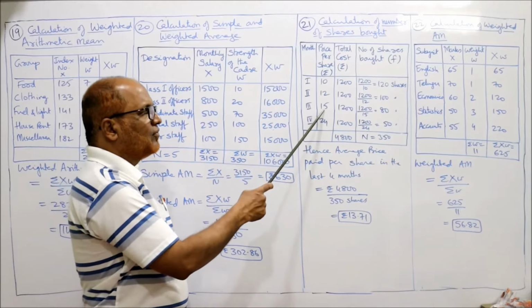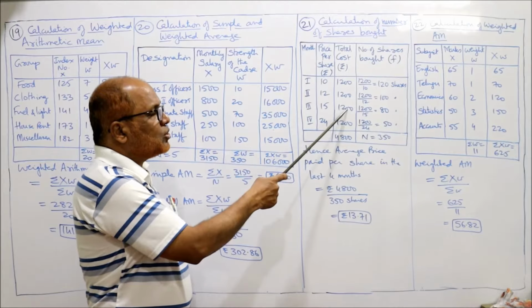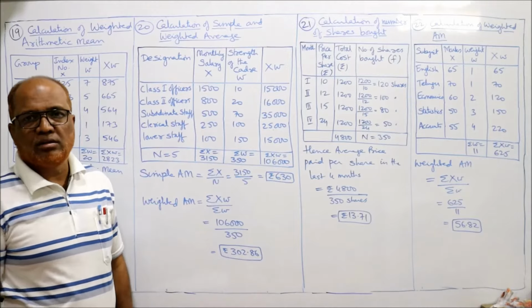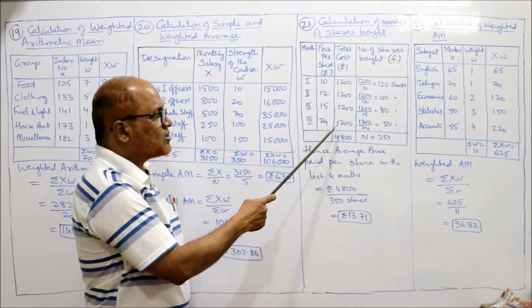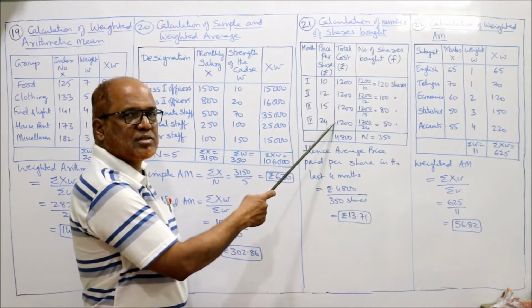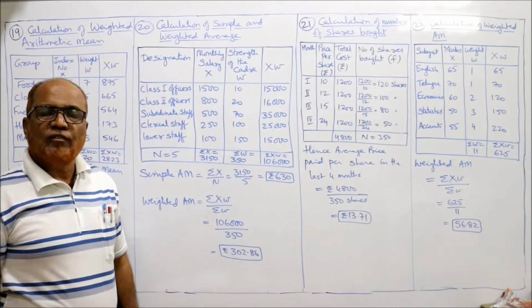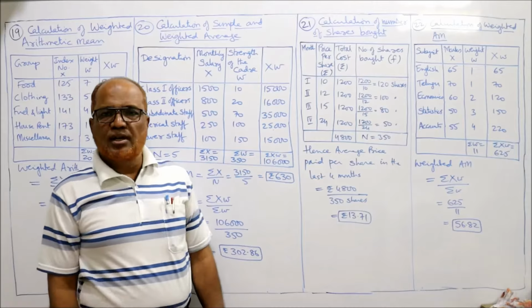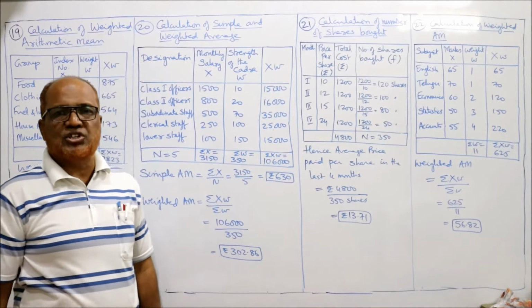Third month the price is 15. In the third month the price became 15 rupees, so again he is buying 1200 rupees worth of shares. 1200 divided by 15, 80 shares he got. Fourth month the price per share is 24. He has purchased 1200 rupees worth of shares. So 1200 rupees divided by 24, 50 shares. So first month he purchased 120 shares, second month 100 shares, third month 80 shares, fourth month he purchased 50 shares.